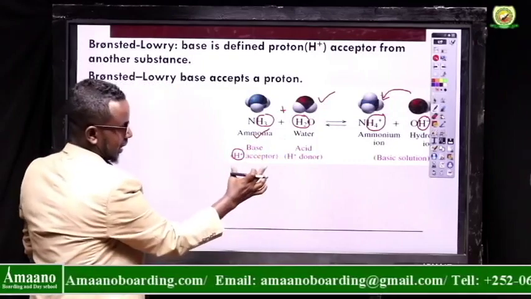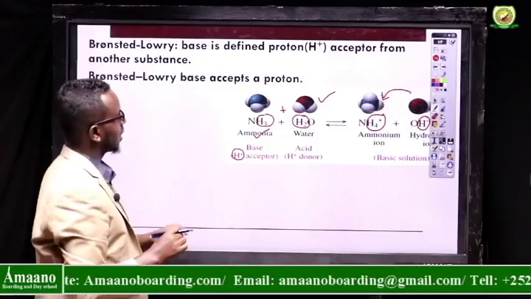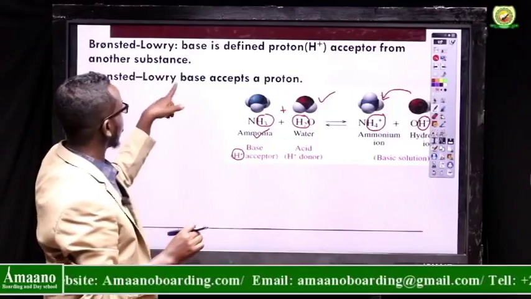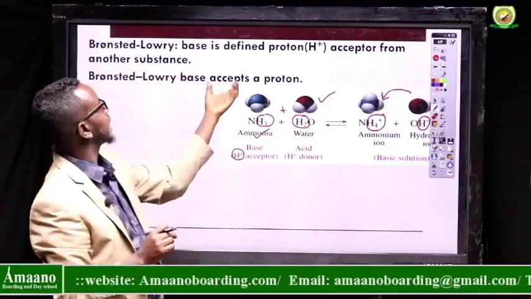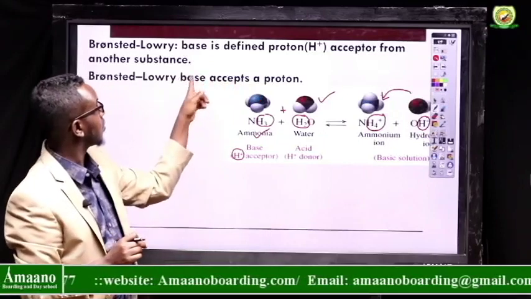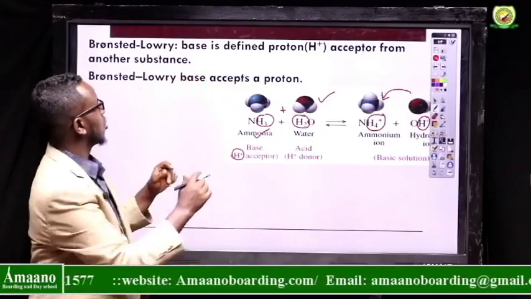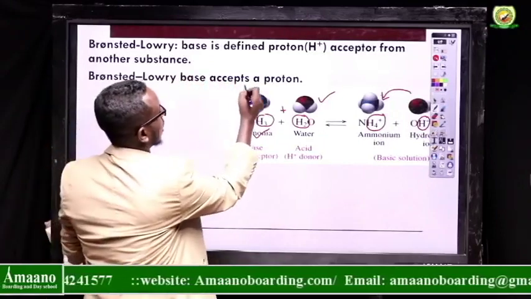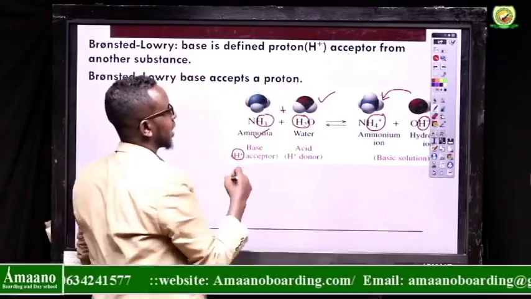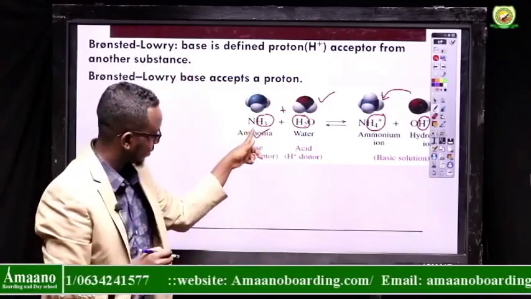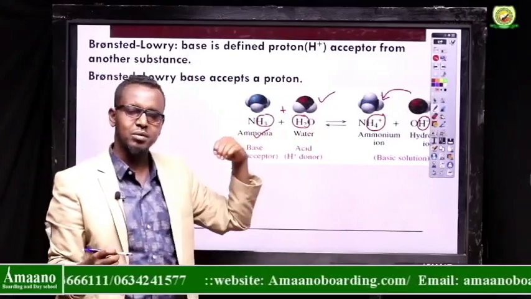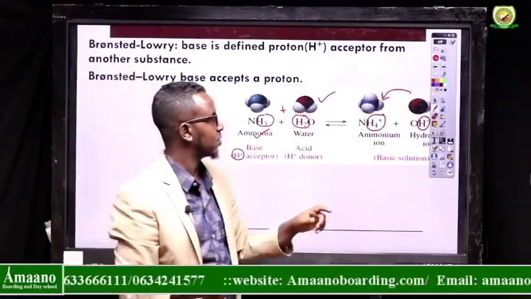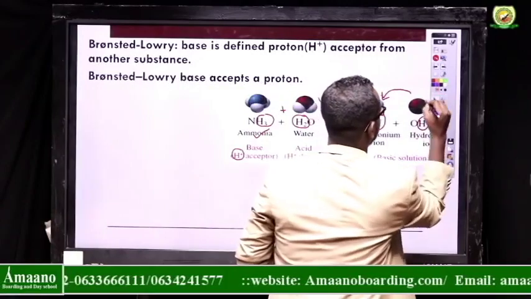So let us come to our point. A Bronsted and Lowry base always accepts a proton. Proton means hydrogen ion. So any substance that accepts hydrogen ion or proton from another substance is called a base.